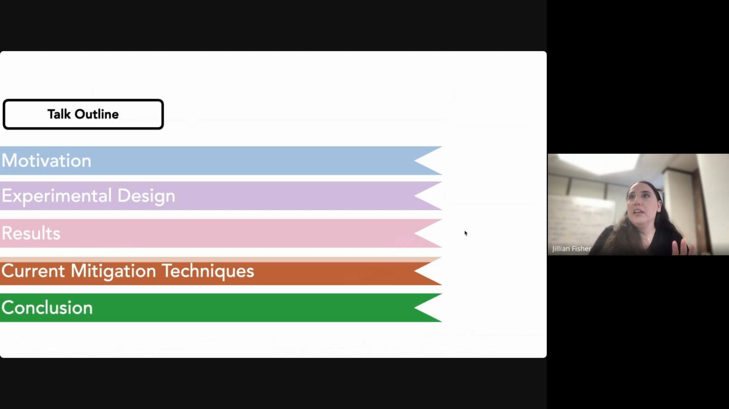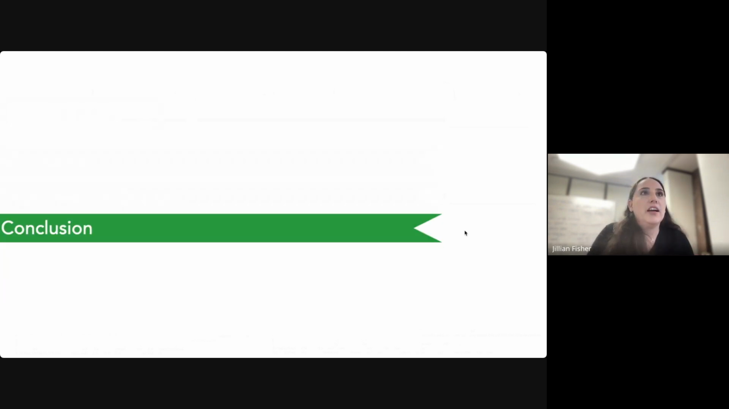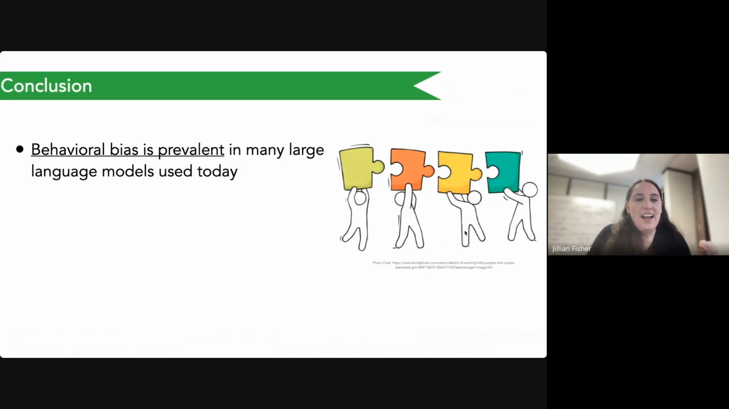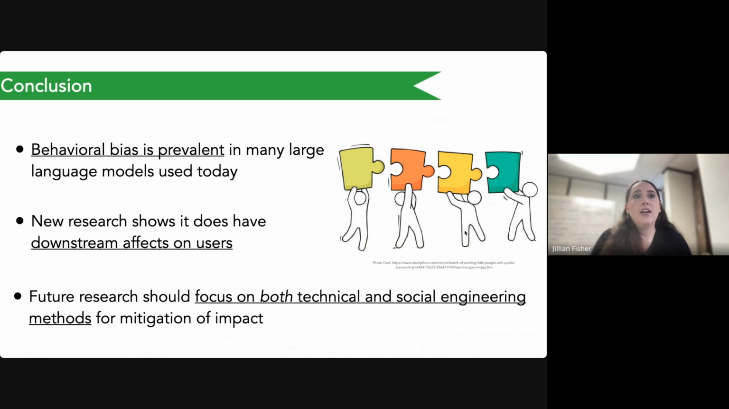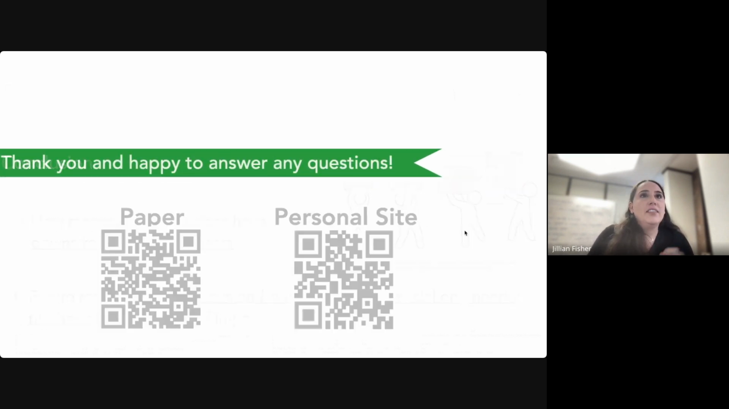So in conclusion, I think I'm right on time. We know that there are behavioral biases in AI, and we know that it's having downstream effects. This study and a lot more studies like mine are coming out every day showing this. So my thought is that future research can focus on both technical and social engineering methods for mitigating the impact of this bias.